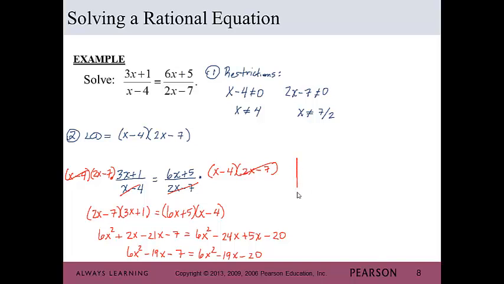Let's solve for x. So we're going to subtract 6x on both sides. Doing that will force these to cancel. And then we're going to add 19x on both sides. Doing that forces these to cancel. And we're left with negative 7 equals negative 20. Now, that's not possible, so that's a not equal to, which means our solution is really no solution.